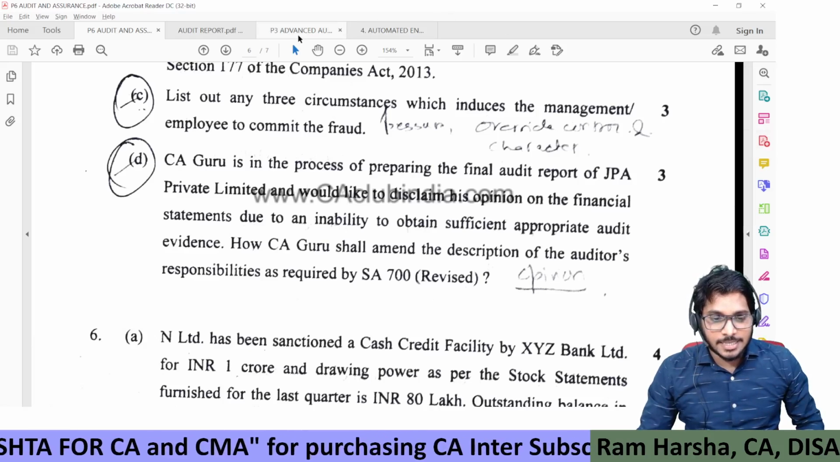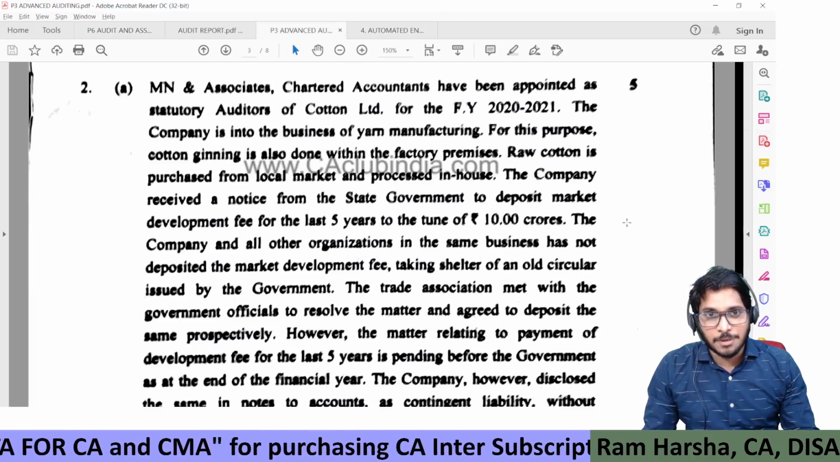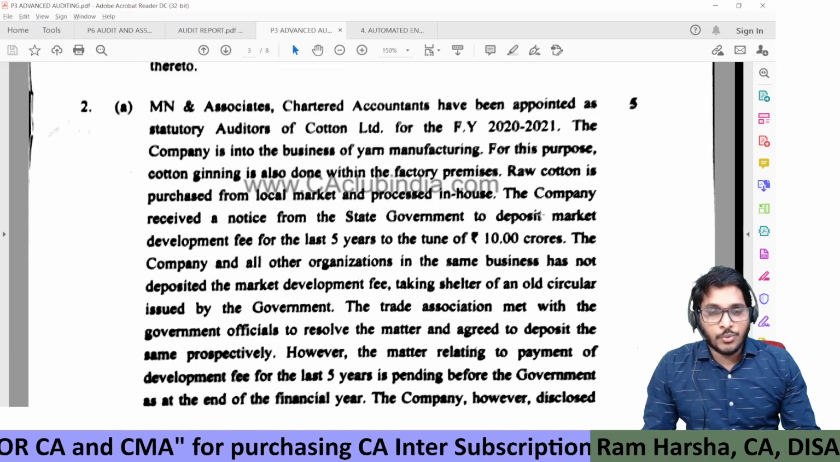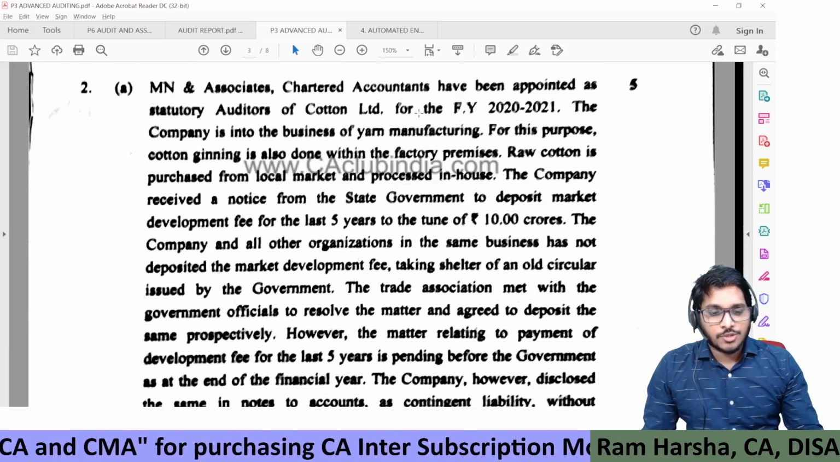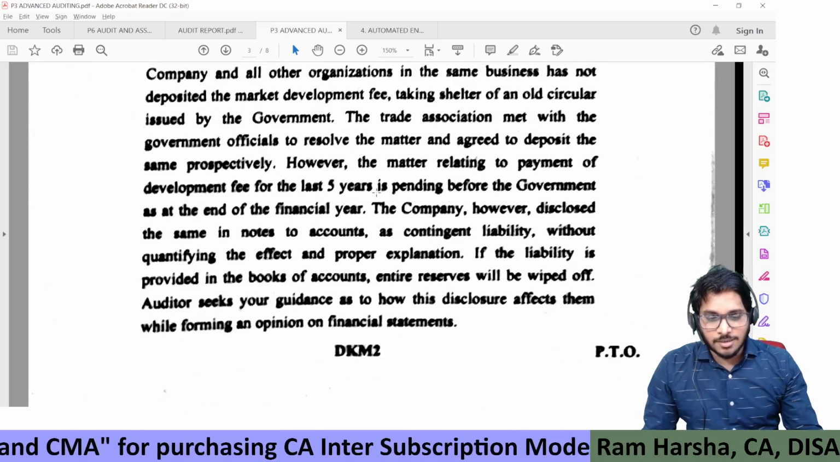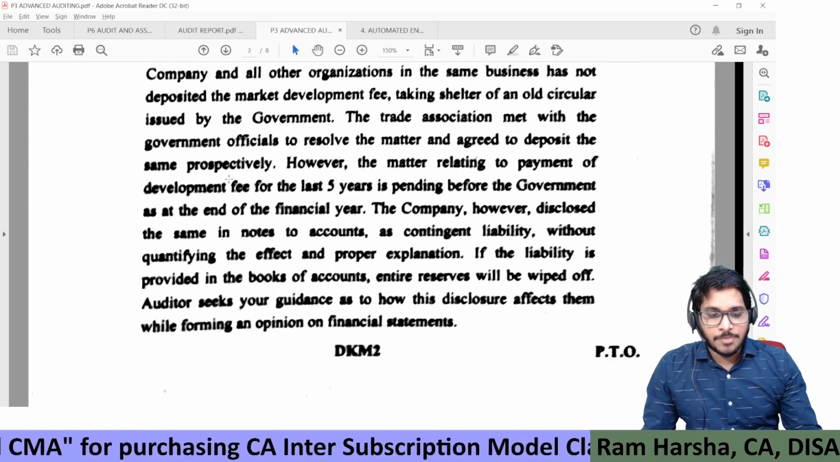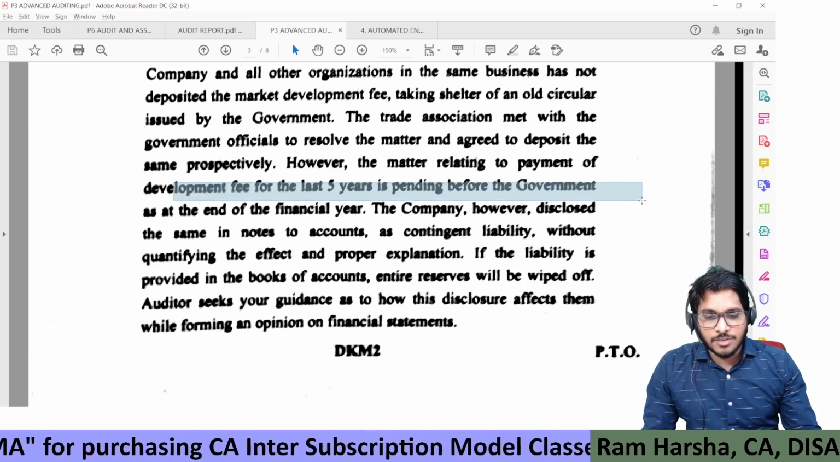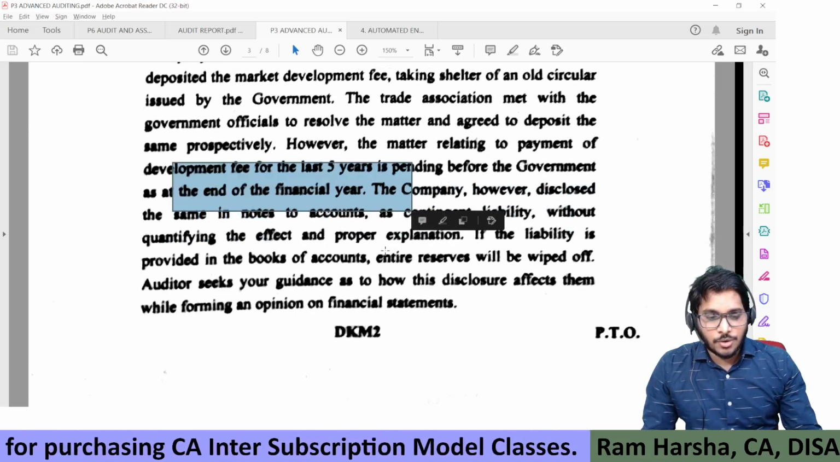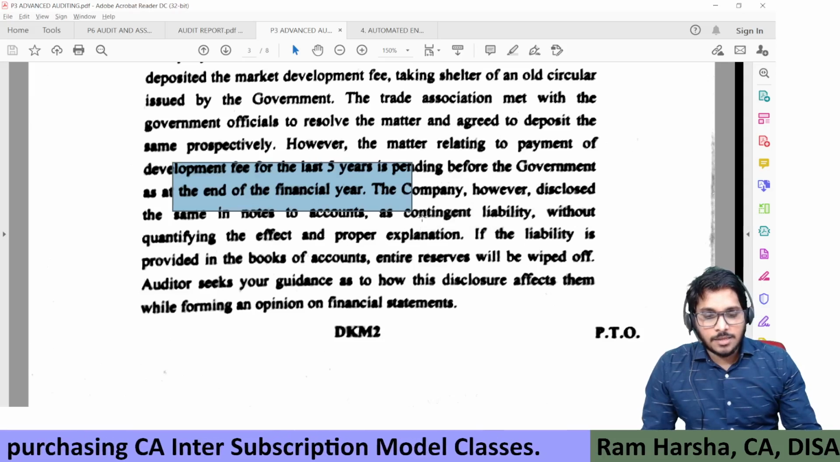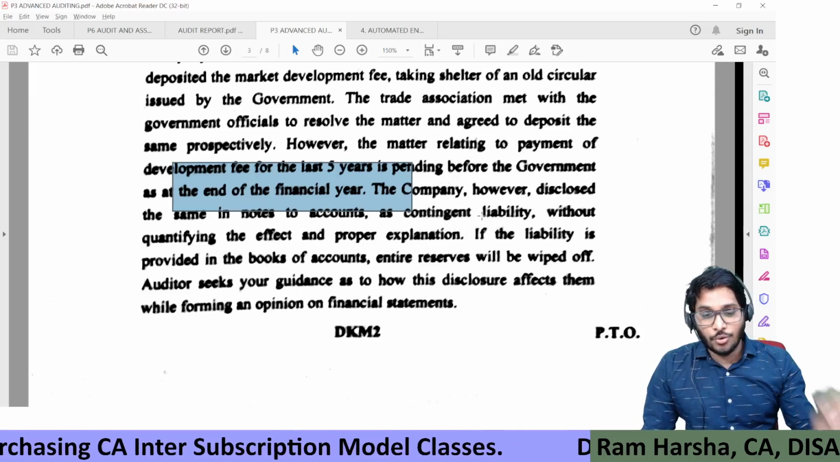I'll take directly the CA Paper 3, CA Final paper. This is Question number 2A, CA Inter new scheme. There is a question asked here. The outcome of the question is that there are some pending fees pending before the government, and there is an issue going on.